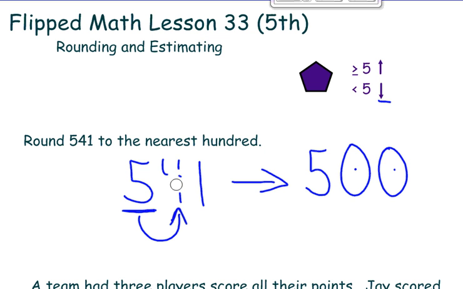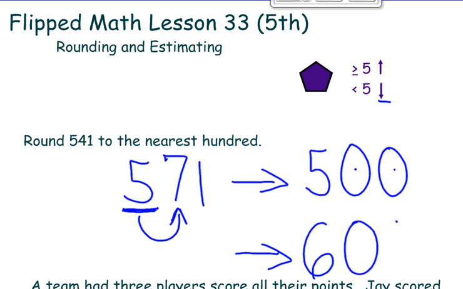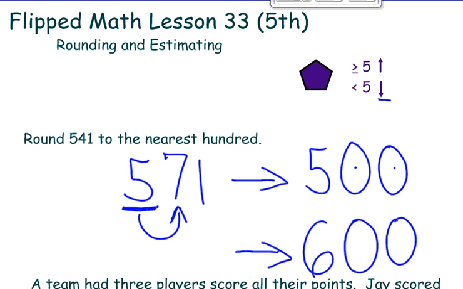Now, if we were to change our example real quick, and let's say this was 571. Once again, we would find the hundreds place, look back one digit. 7, this time we see that 7 is greater than 5. And so we would go up. And so if this was our number, we would round up one whole hundred, and that's going to give us an answer of 600. All right. And so we have that example.